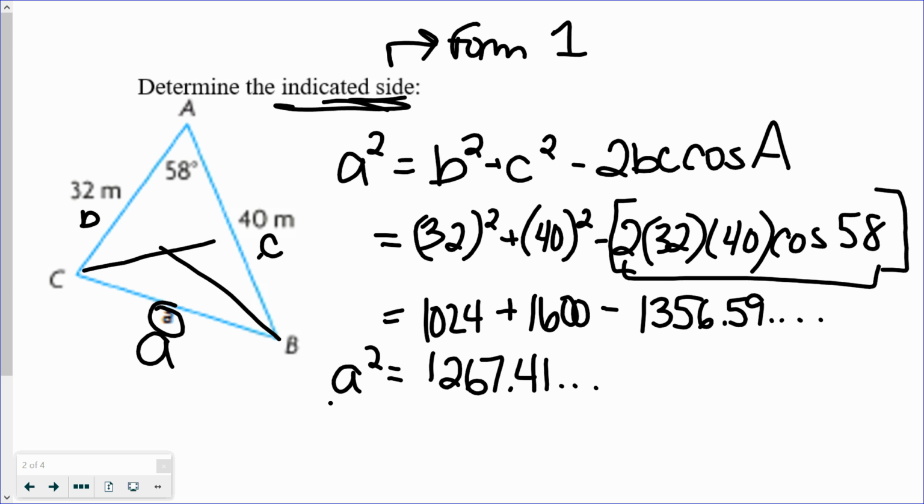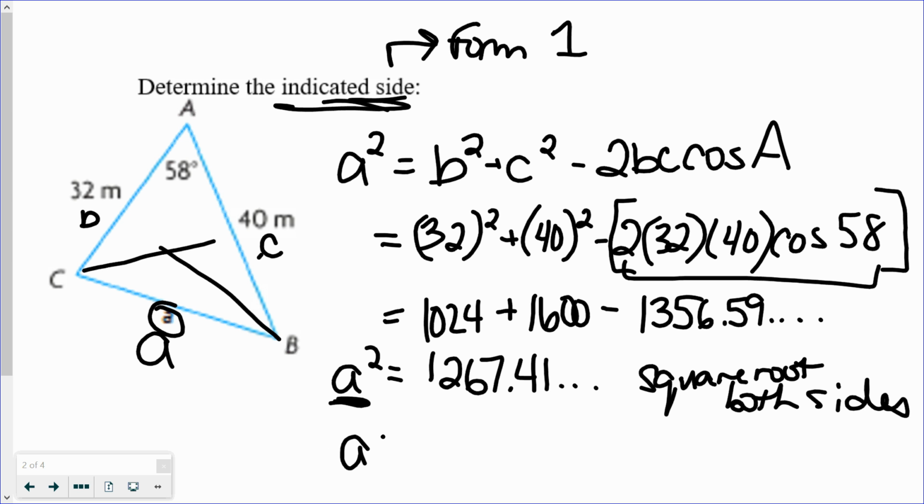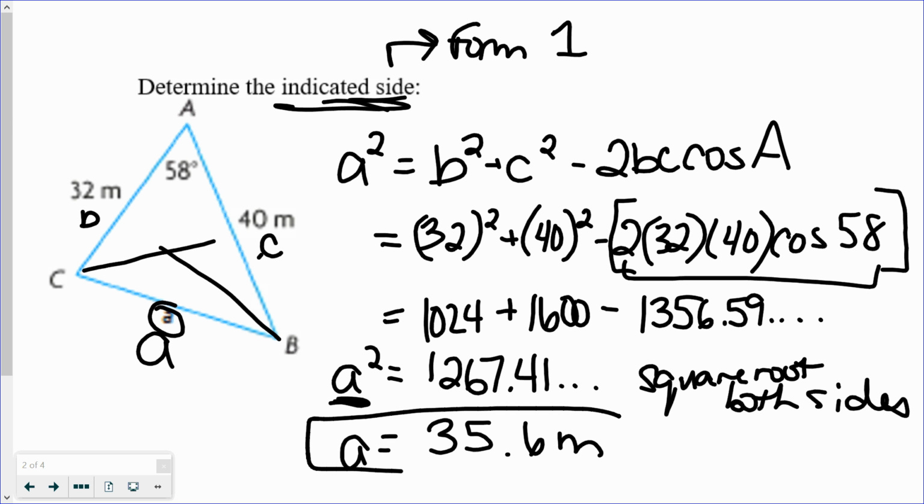But again, we're looking to solve for side length A. This has given us A squared, so we need to square root both sides in order to solve for A. So if I take the square root of 1267.41, I get 35.6 meters. And again, thinking about looking at our triangle, yeah, that makes sense, right? 35.6 makes sense.